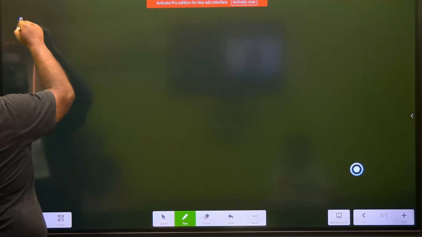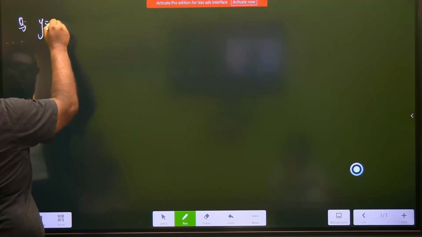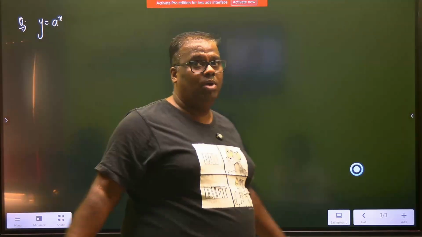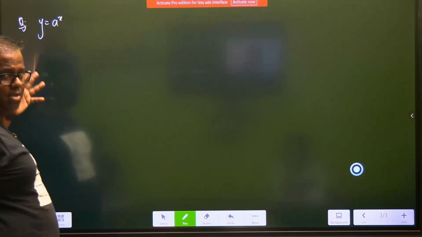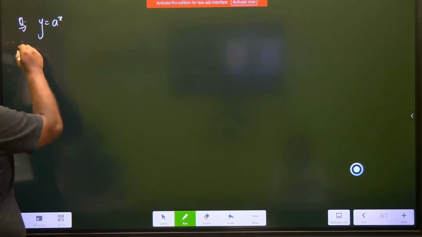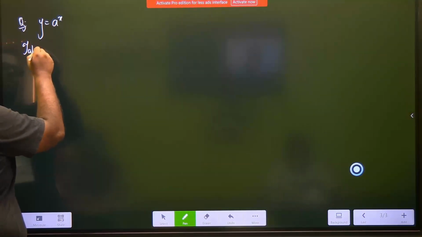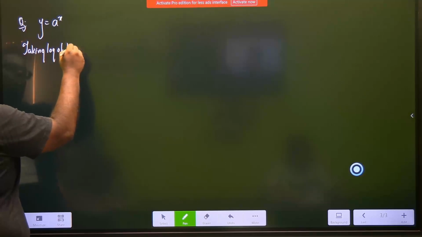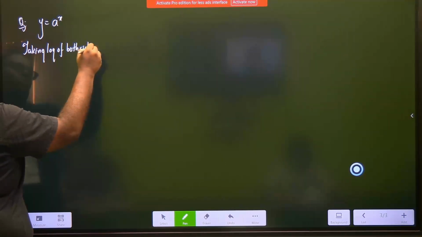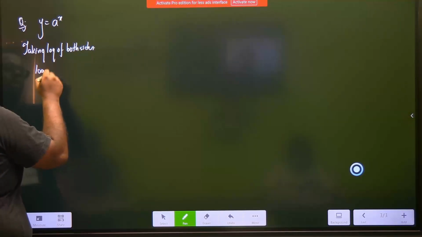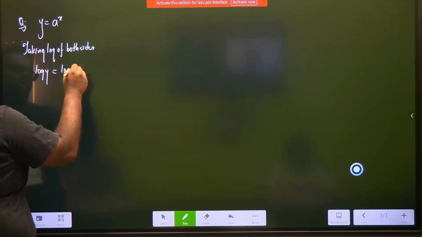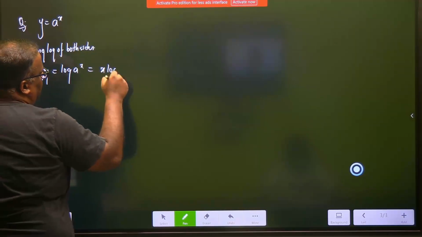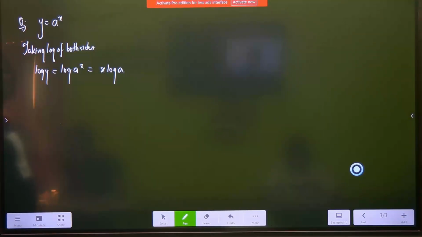So the question is y equal to a to the power x. Was it done for you, Sarthak? Okay. Y is equal to a to the power x. Same, so we'll take log of both sides. So taking log of both sides, what do you get? Log y is equal to log a to the power x, which can be written as x log a. Right?